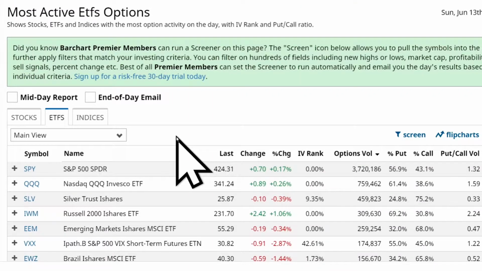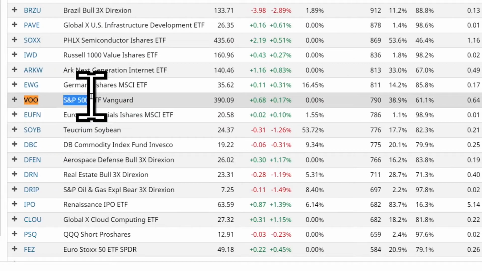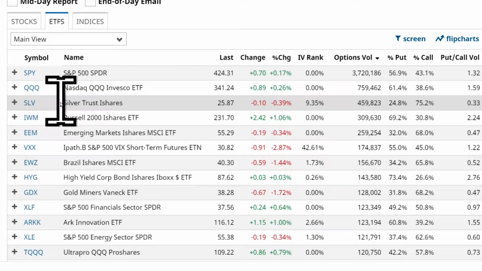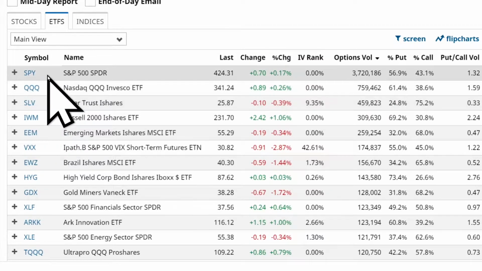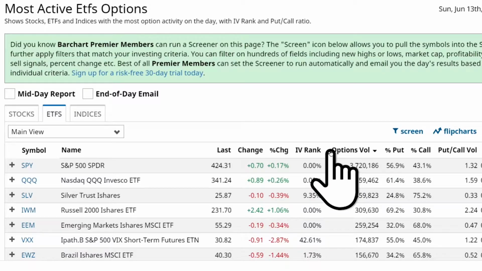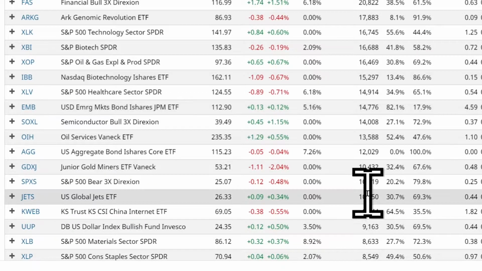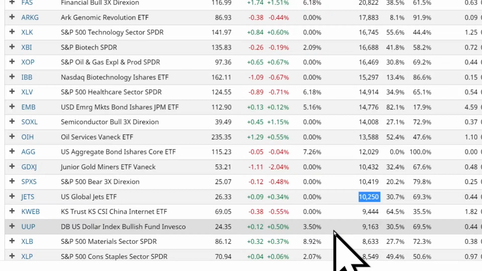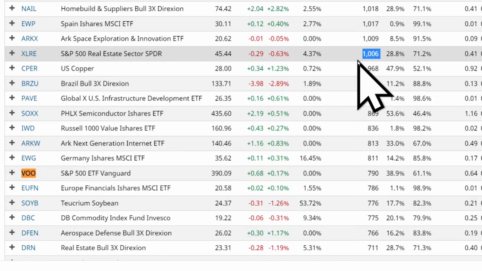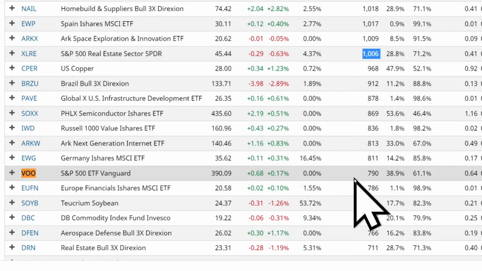There is another ETF for the same S&P 500 index, VOO, but its daily volume is only 790, which is much less than SPY. We can use this list to find a good symbol to trade, such as QQQ, SLV, IWM. If the daily option volume is greater than 10,000, it is a relatively liquid option. If the daily volume is less than 1,000, you may not be able to get a good fill.